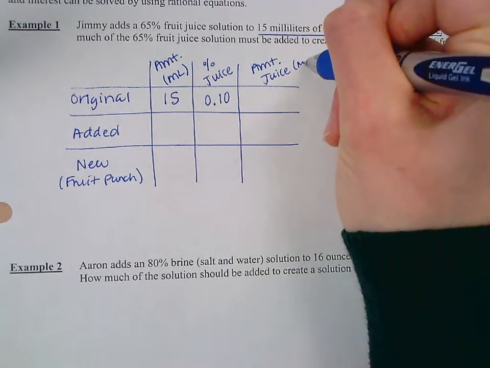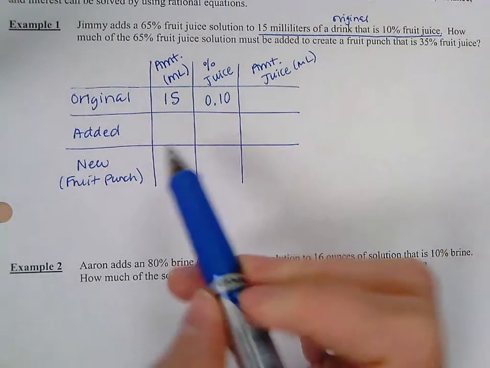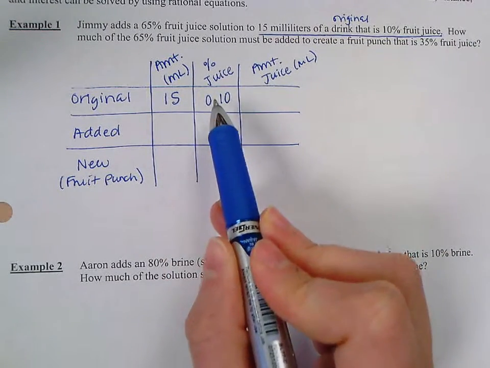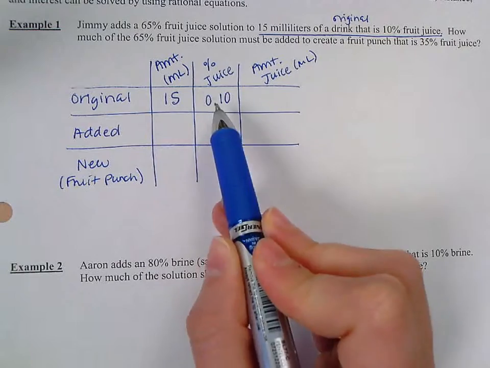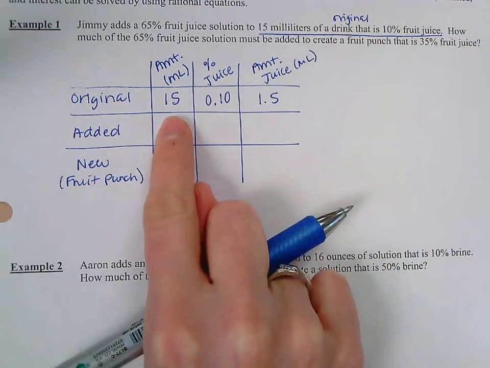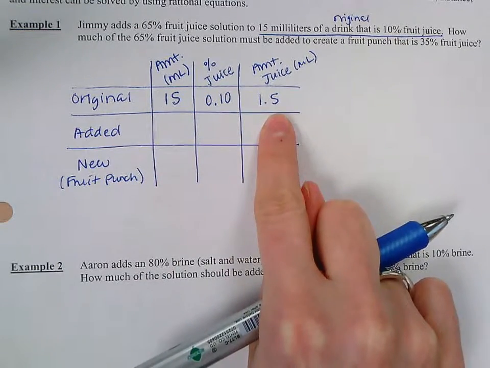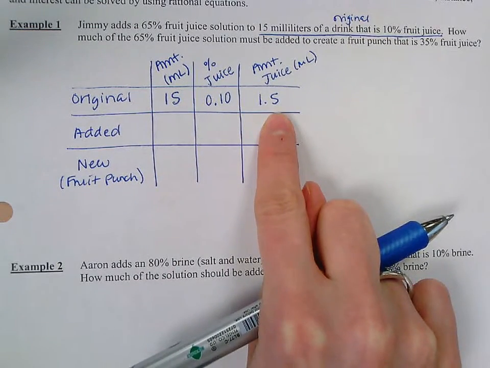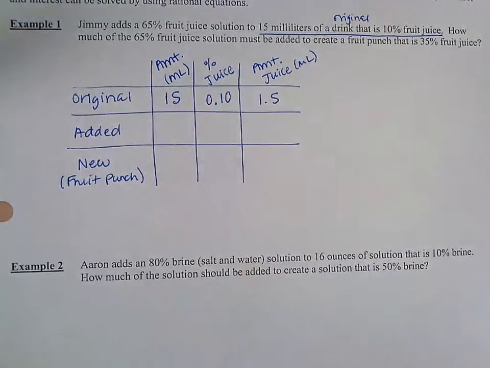And that's also in milliliters. So if I multiply the 15 by 0.1, or find 10% of 15, that's 1.5. That means of those 15 milliliters, 1.5 of them are actually juice.